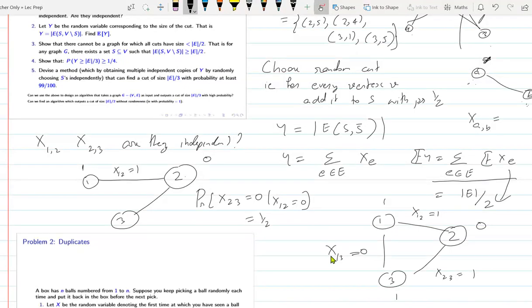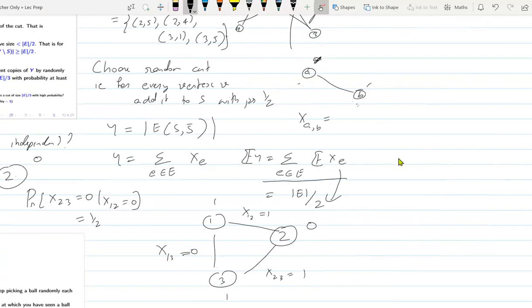So if you take more than 2 random variables, they are going to be dependent. But if you take any pair of random variables, they are independent. And pairwise independence is enough so that variance becomes linear. This is what we discussed in the last lecture. So we can actually compute the variance of the random variable y. Variance of y is summation over e belongs to E of the variance of xe. You agree?